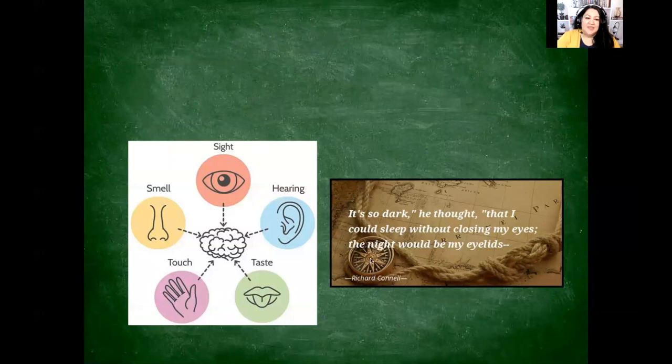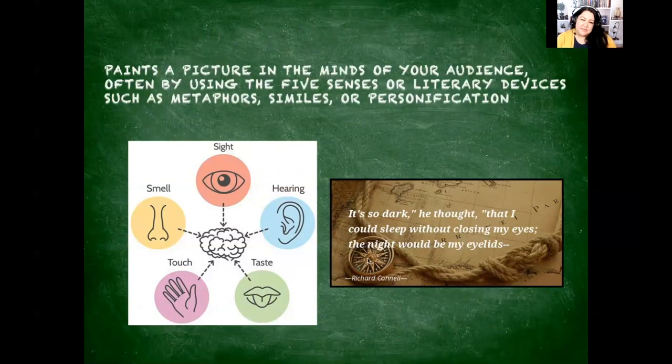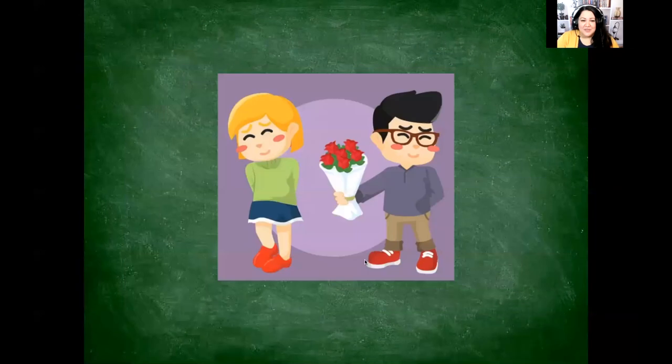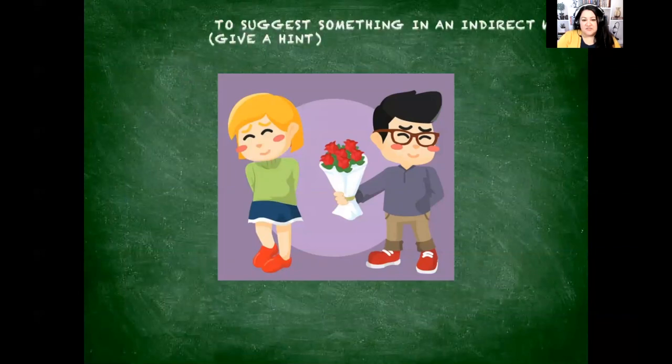We use those a lot. Paint a picture in the mind of your audience, often by using the five senses. Oh, you know this. What is it? It's imagery. Did you get it? I bet you did. Okay, I'm going to just show you the words here. To suggest something in an indirect way.